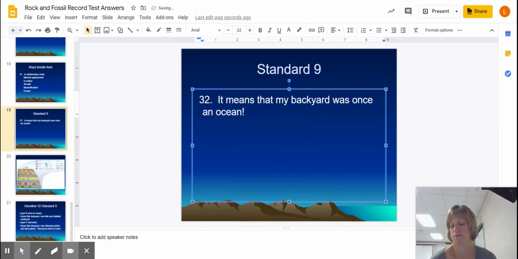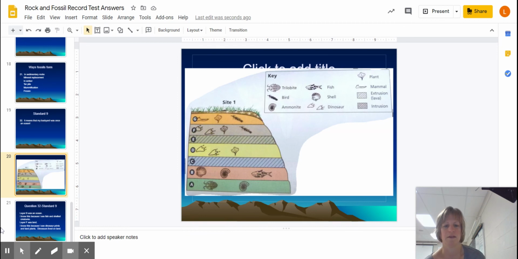So question number 32 says, in your backyard, you find a rock that has a brachiopod in it, which means it's like a shelled creature. What does this tell you about Ohio's past environment? And it means that your backyard was once an ocean. No joke there.